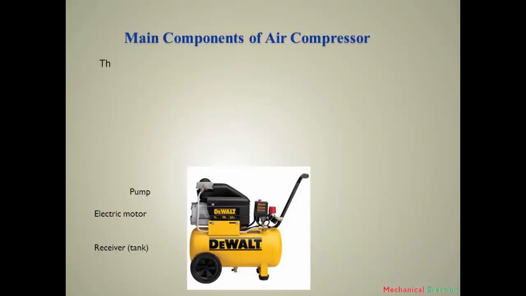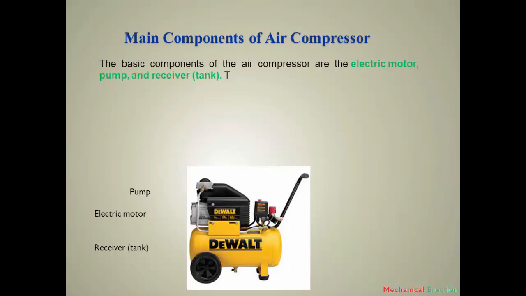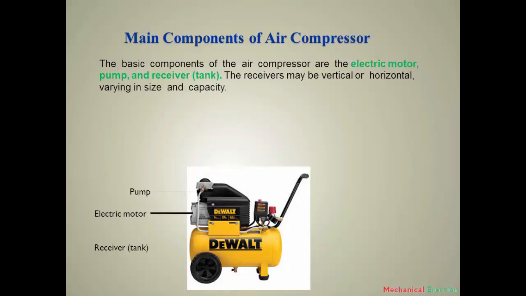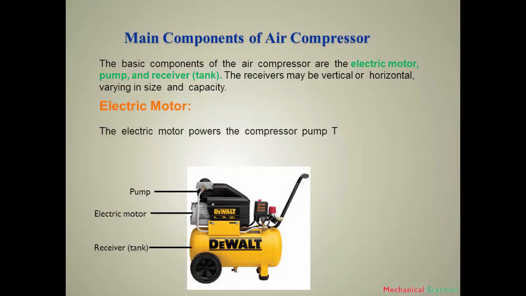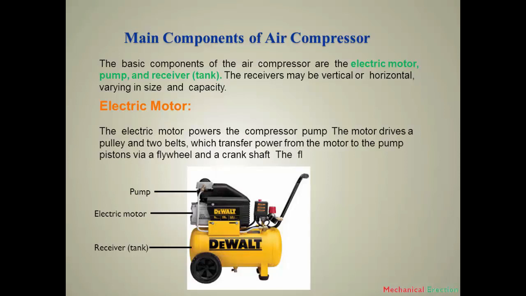Now we will learn the main components of an air compressor. There are mainly three parts of an air compressor. These parts are electric motor, pump, and receiver tank. The receivers may be vertical or horizontal, varying in size and capacity. Now, the electric motor. The main purpose of the electric motor is to power the compressor pump. The motor drives a pulley and two belts, which transfer power from the motor to the pump pistons via a flywheel and a crankshaft. The flywheel fan helps to cool the compressor pump.